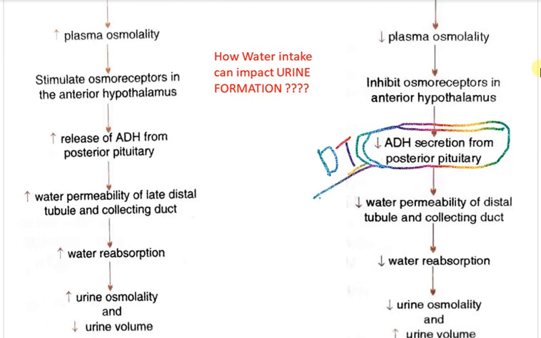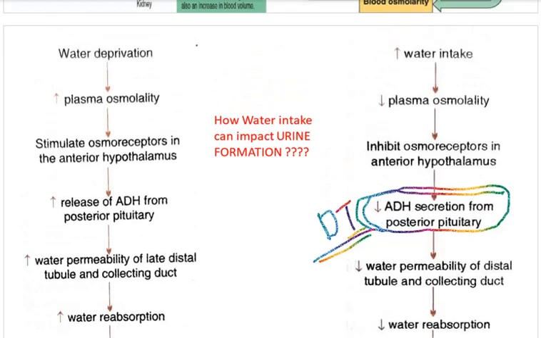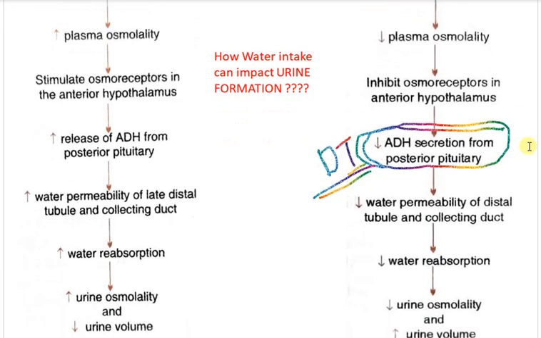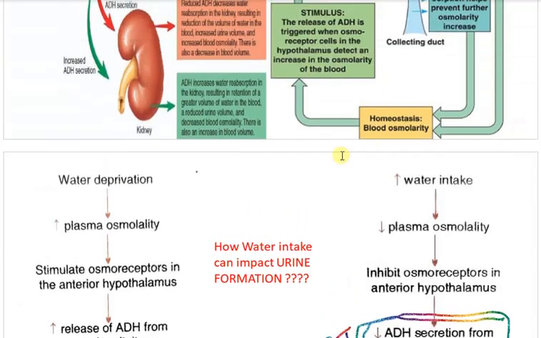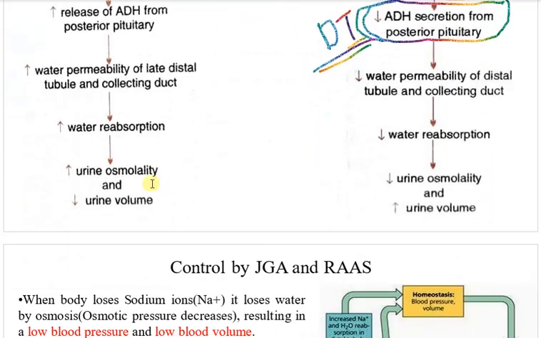Okay. So if you are taking enough water, your urine will be just like normal urine. If you are taking less water, your urine volume will decrease and you will have much more concentrated urine.